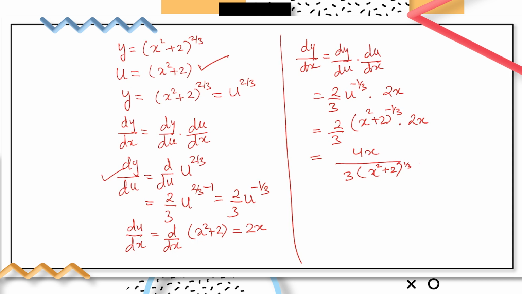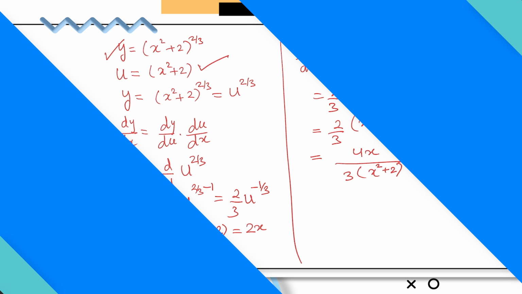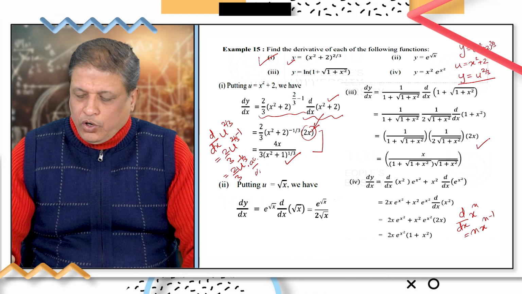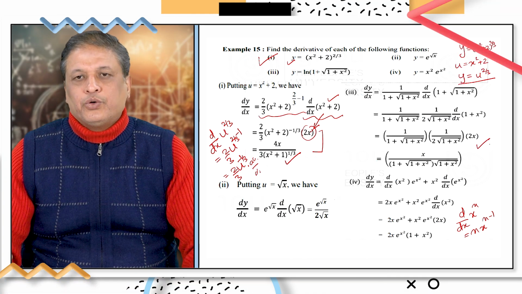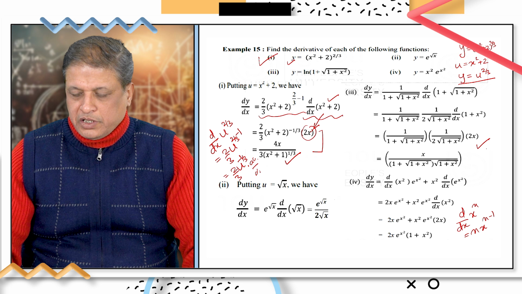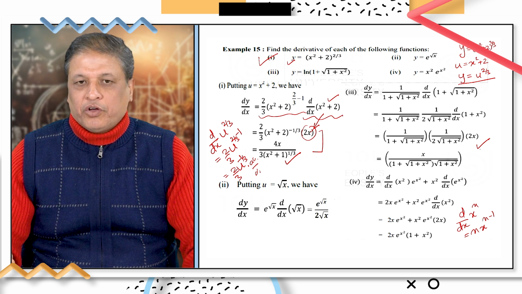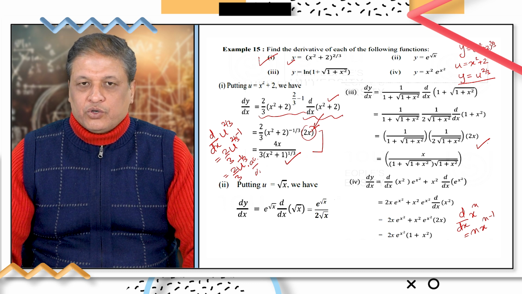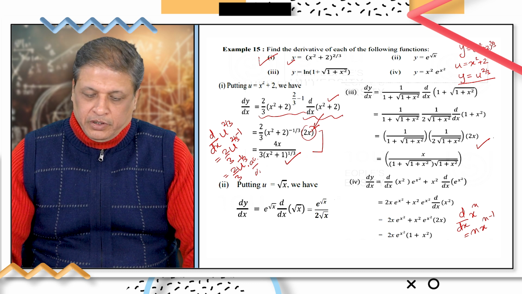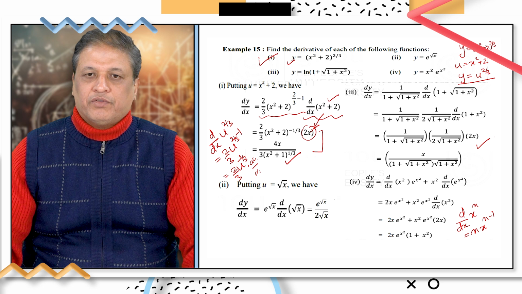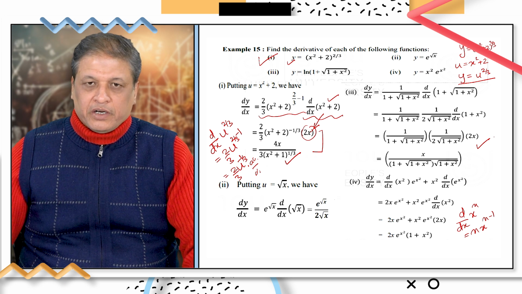So this is the solution for the expression y is equal to (x square plus 2) to the power 2 by 3. And this is what we got. This is the solution. Just follow the steps which are given in this session, and try to solve the 4 numerical problems given over here, and you will find that by applying the chain rule, you can directly determine the differentiation of the functions given to you in a very easy manner.